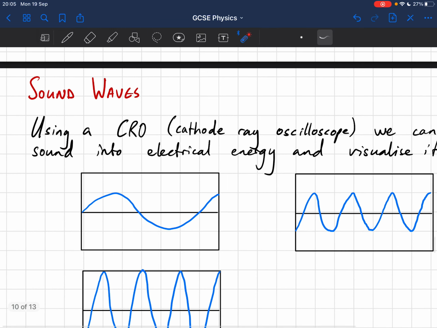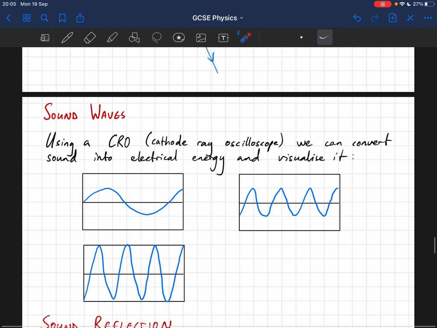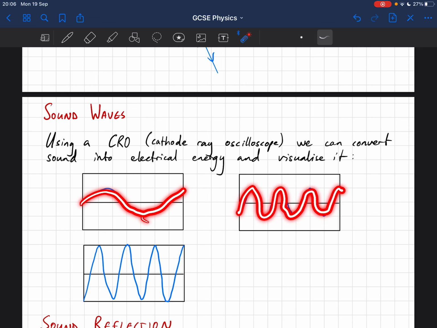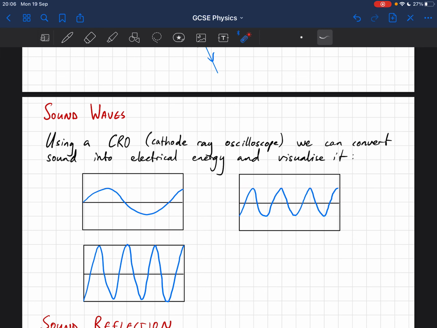So sound waves. Using a cathode ray oscilloscope, which is just a thing that we use to convert sound into electrical energy. So we'll take a microphone, wire it up to this cathode ray oscilloscope, which will give us these diagrams. So here we've got a lower frequency diagram, and here we've got a higher frequency diagram. This low frequency diagram will have low pitch, and this higher frequency diagram will have higher pitch.